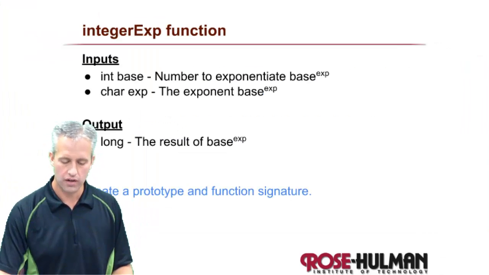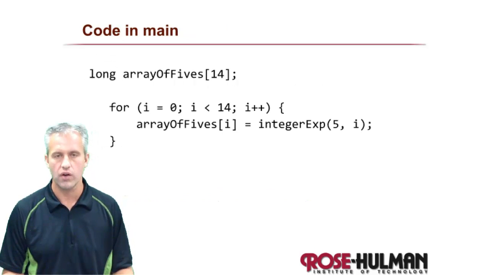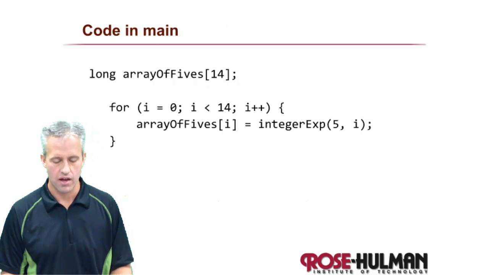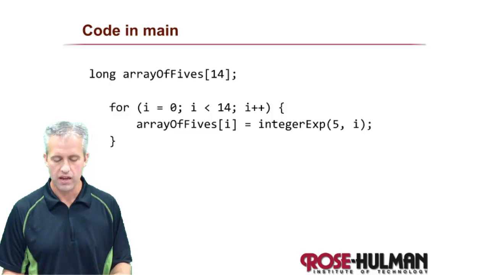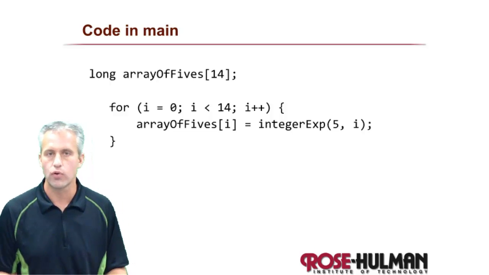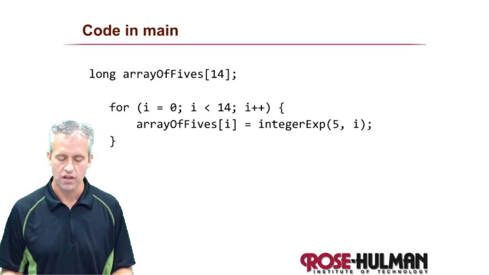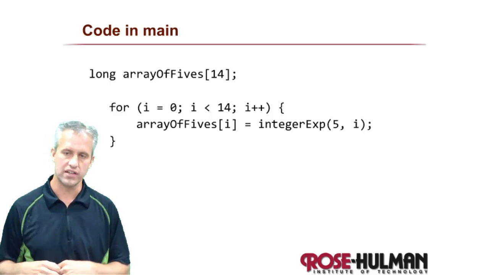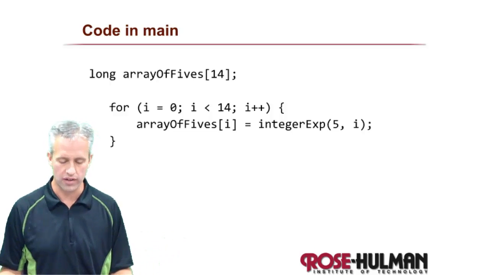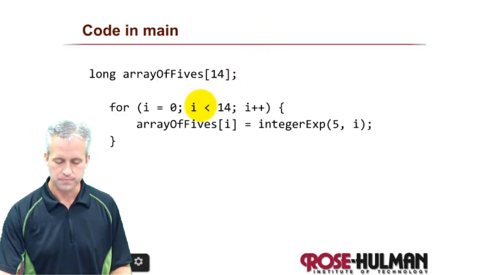So the code that we're going to, and I'll just tell you this, right? The code that I want you to type in to call it looks like this. So we're going to make an array with 14 elements. 14 is not arbitrarily chosen. It's because 5 to the 14th gets way too big for a long even. So we're going to do from 0 to 13.